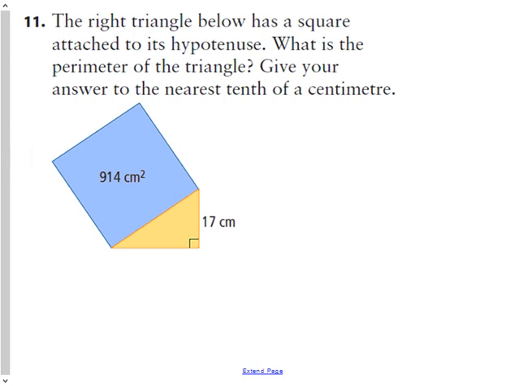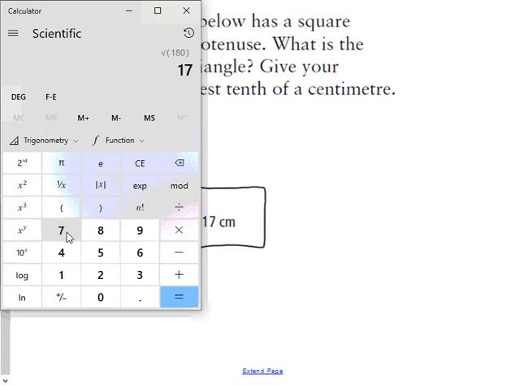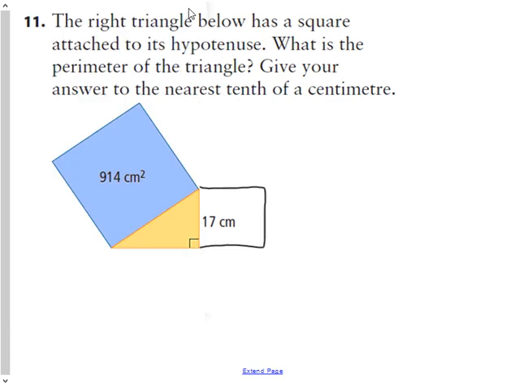Question 11. The right triangle below has a square attached to the hypotenuse. What is the perimeter of the triangle? Oh, this is a great question. Give your answer to the nearest tenth of a centimeter. So the first thing we're going to do is say, what is the area of this square? Okay. So we know the side length is 17. Obviously, if I square it, I get 289.